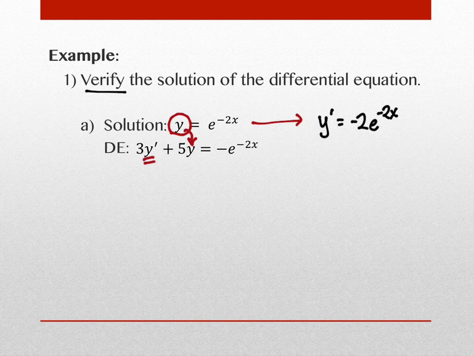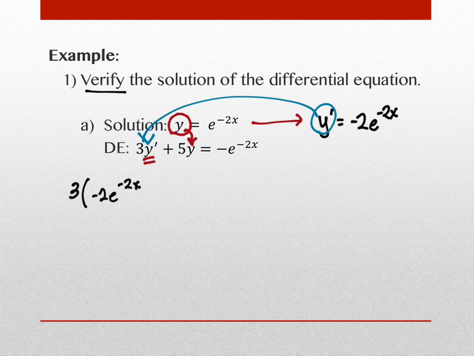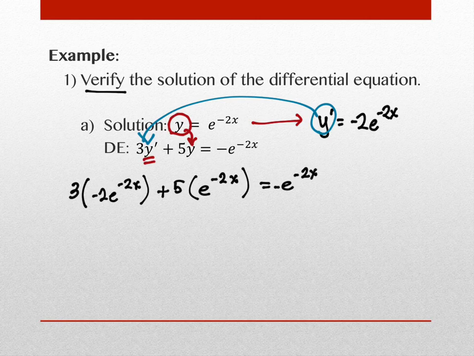Okay, so this derivative is going to also, we'll use a different color, be substituted in here. So we're going to take the DE and rewrite it. We're going to substitute in what y prime is. We just found it's negative 2 e to the negative 2x plus, we have a 5, and we're going to substitute in the y value of the solution it gave us, e to the negative 2x. And we're going to attempt to prove or to show that the result will be negative e to the negative 2x.